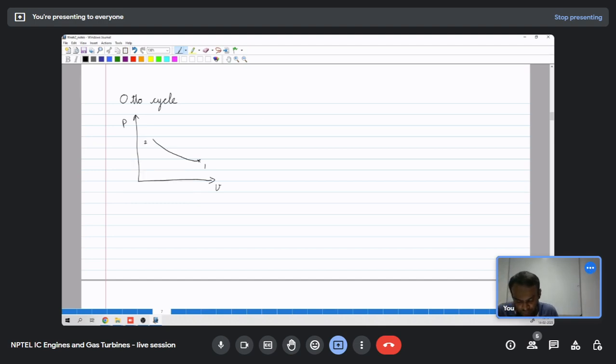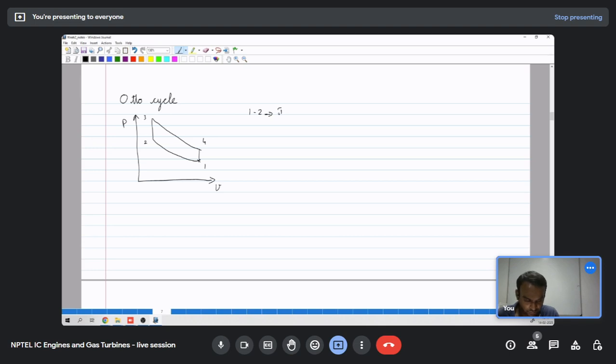So that will trace a path like this, and then we have a constant volume heat addition between 2 and 3, and that means that will be a vertical line in the PV plot. And then we have isentropic expansion, again that will trace a similar path like the compression, which will end at 4, and then we have a constant volume heat rejection, and then it comes back to its original state at 1.